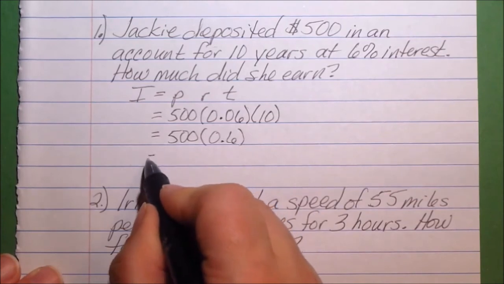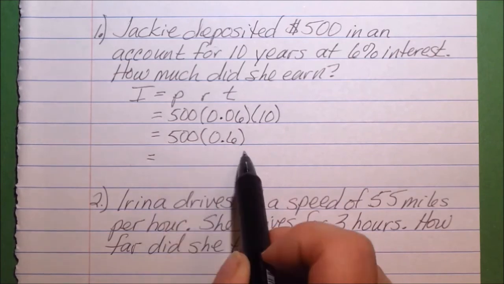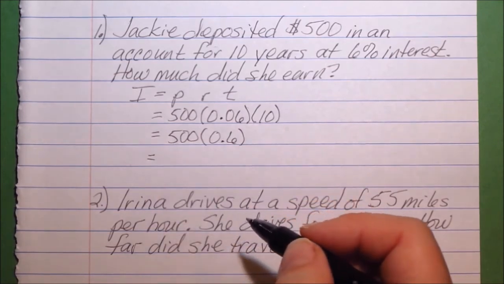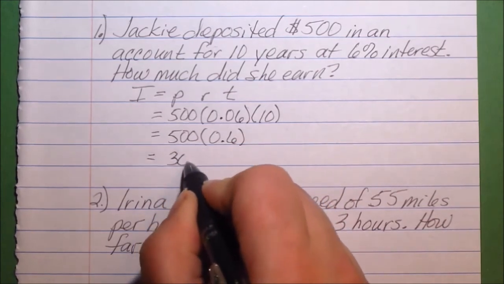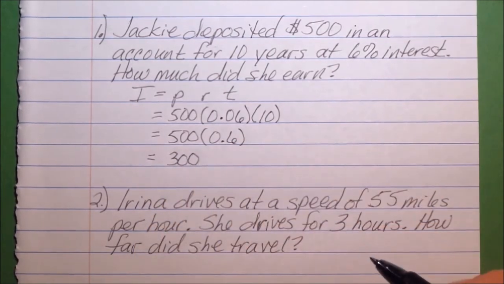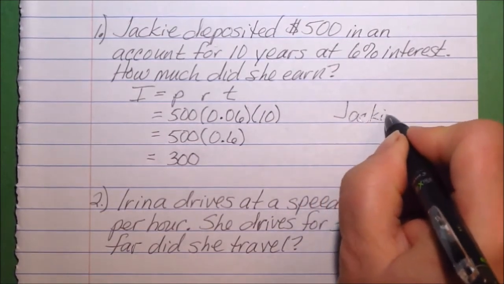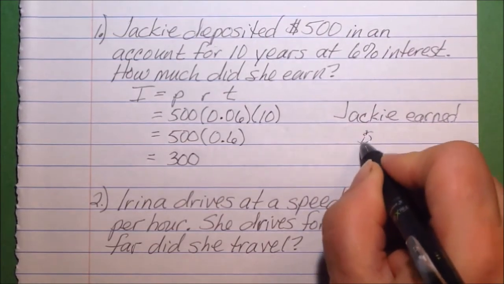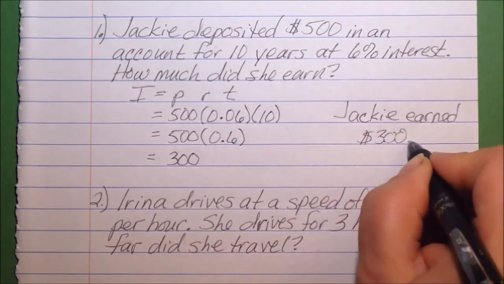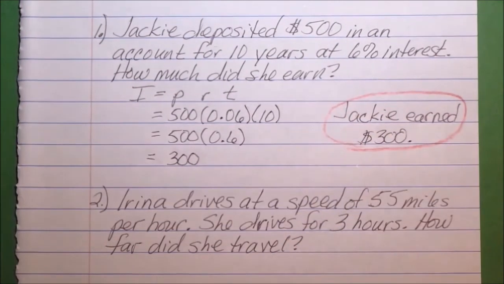All right? And again, pretty easy what my answer is, because I take the 5 and the 6 and know that that's 30 and move the decimal appropriately. So we've got 300. 500 times 0.6 is 300. So the answer is Jackie earned $300. All right, simple interest formula.